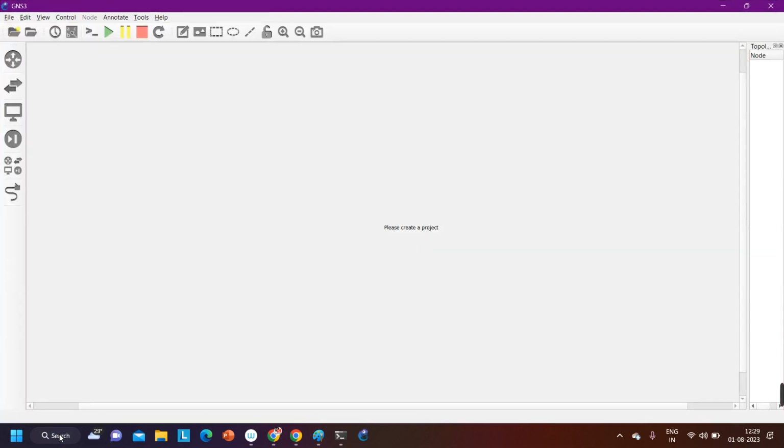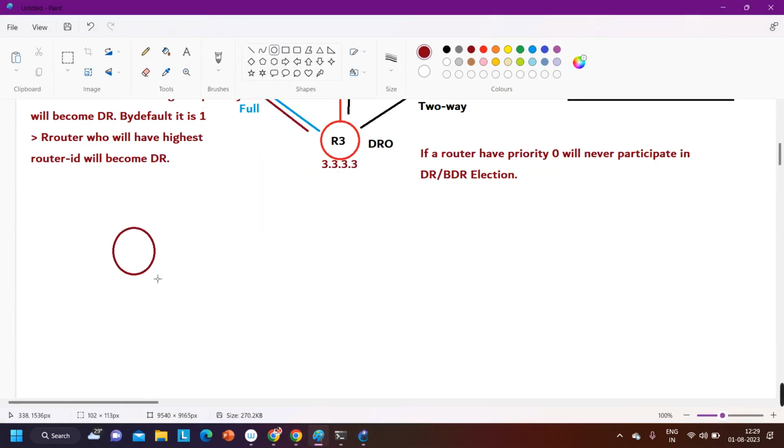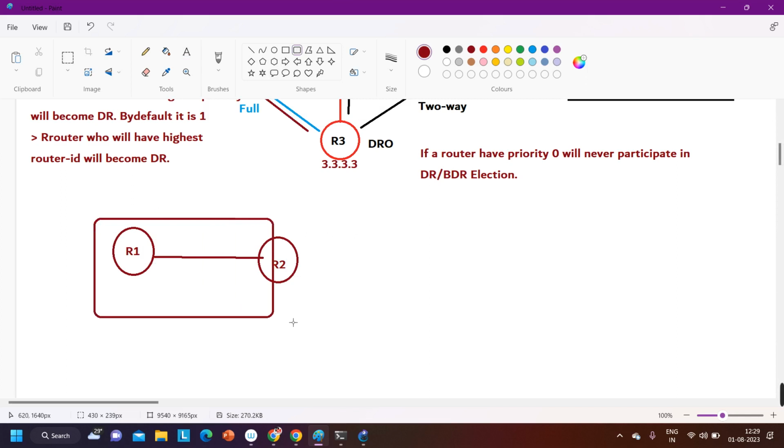It will happen only in a network whenever the network type is broadcast. In the broadcast network, only DR and BDR election is required. Because let's say I am connecting two routers together, 1 and 2. Do you think that DR and BDR is required here, guys? Here DR and BDR is not required because the total number of adjacency is only 1. Here I cannot reduce the number of adjacency. Yes or no?